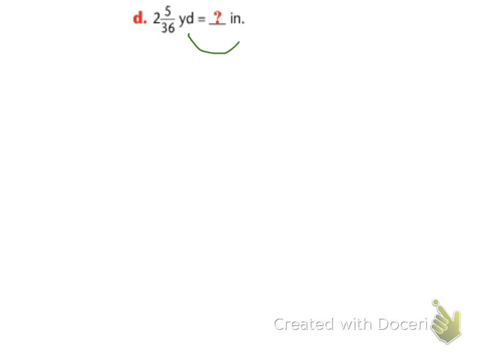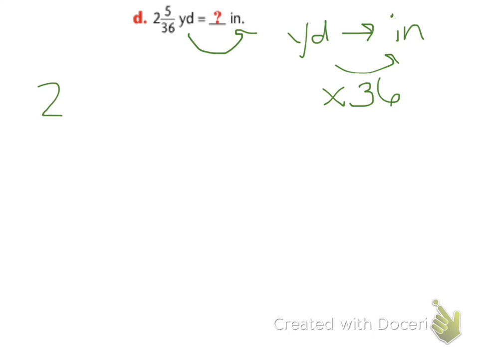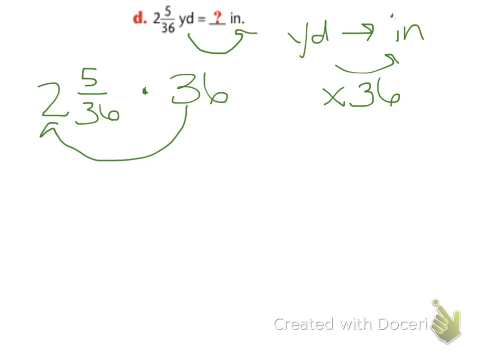So yards to inches. If you go yards to inches, you're going to make your number a lot bigger. So you're going to multiply. How many inches are in a yard? There's 36. So again, we can do it the first way I showed you in the last problem, where you multiply the mixed number by 36. And then you can use the distributive property. So 36 times 2 is 72. And then 36 times 5, 36.